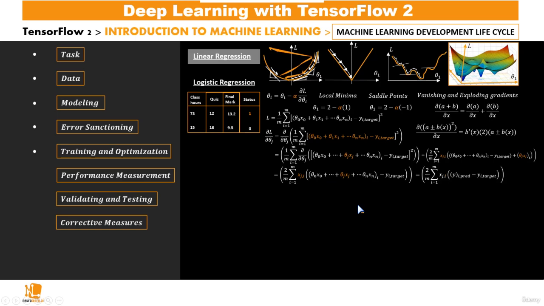And now once we have this, we could rewrite it as 2 on m, the sum of xji. Now note that this is actually yi pred. It's the output you have when you use the linear regression model. So this is what your linear regression model outputs, and this is what is expected to output. That's the yi target and the yi predicted. So this is how we have the partial derivative of the loss with respect to each of the parameters theta j for our linear regression problem.